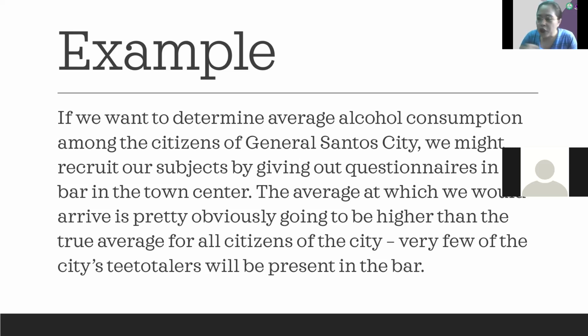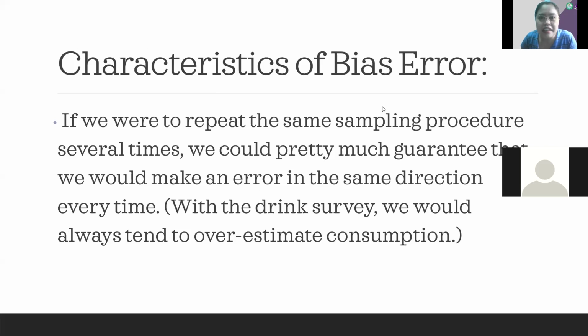And when you did the sampling, hindi siya well represented. Hindi siya naging random, and ikaw na mismo yung nag-choose kung sino yung magiging respondents mo, and hindi mo na take into consideration na meron din iba na hindi talaga umiinom ng alcohol, and that will give us the correct average supposedly. Okay, so yung characteristics of a bias or a sampling error, if we are going to repeat the procedure several times, most likely we will still get the same error in the same direction.